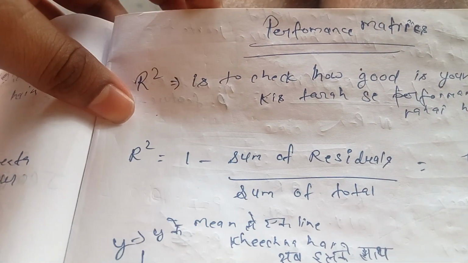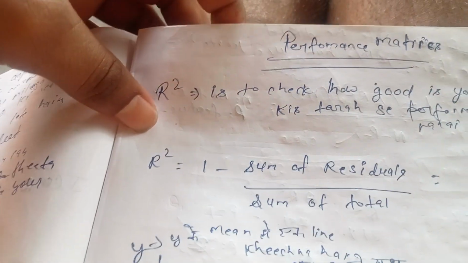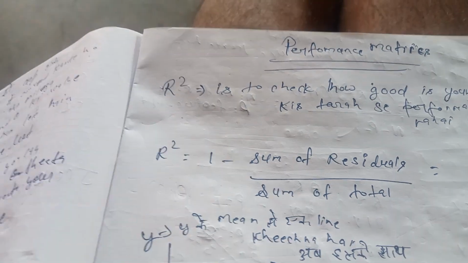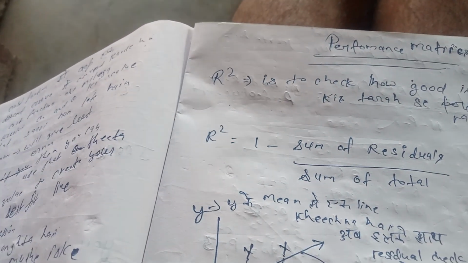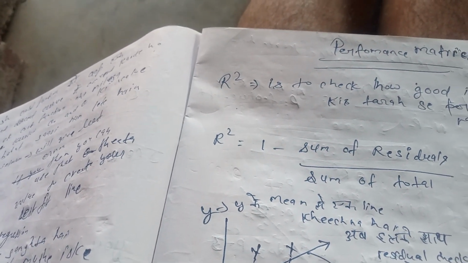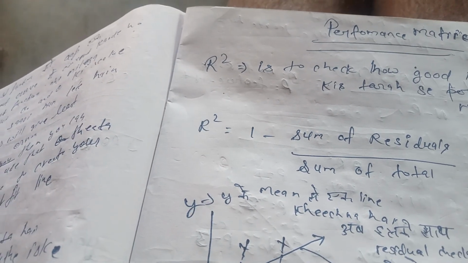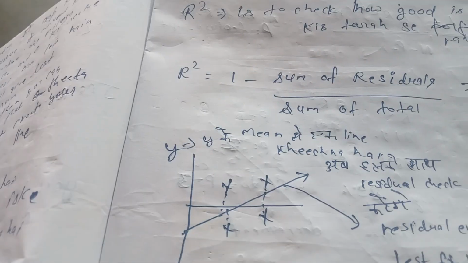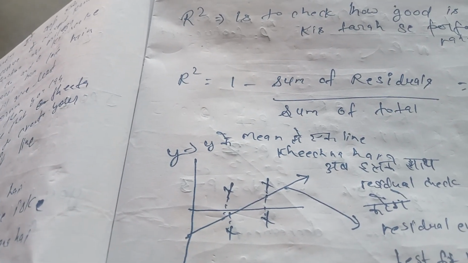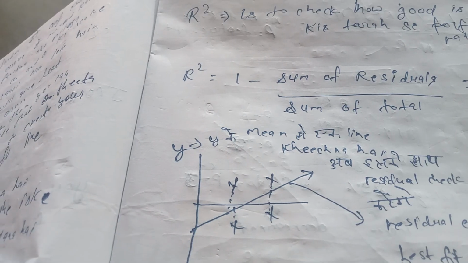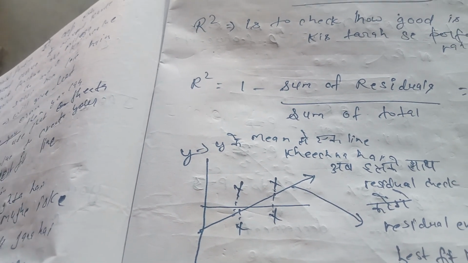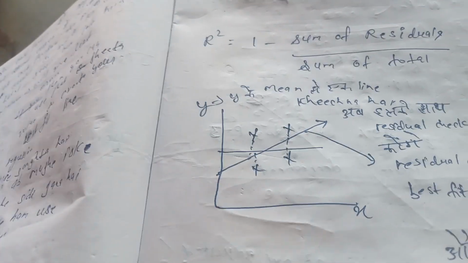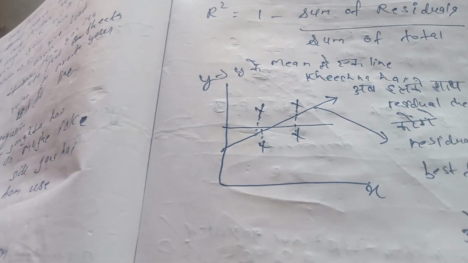R2 square checks how your model, किस तरह से परफॉर्मेंस दे रहा है. We use R2 square. Okay, how good is your model, this is R2 square. And R2 square is 1 minus sum of residuals over sum of totals. Here you can see we have a formula, और हवाई के मीन से लाइन खींचा है.